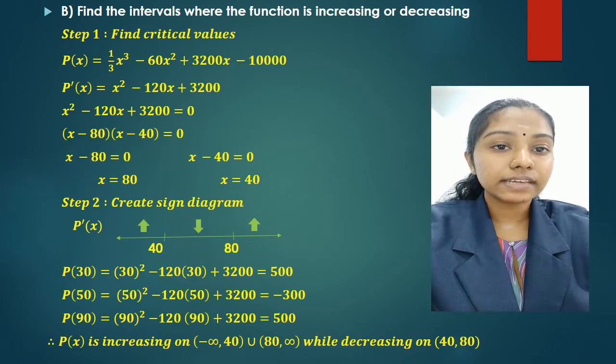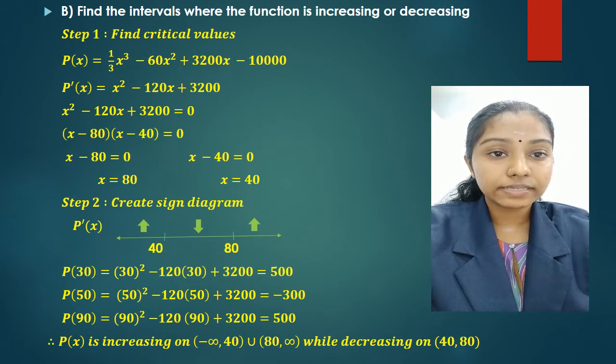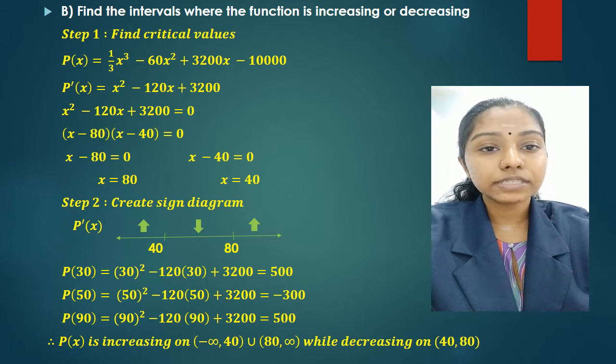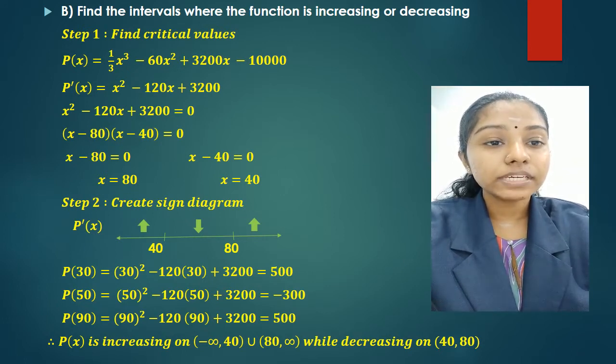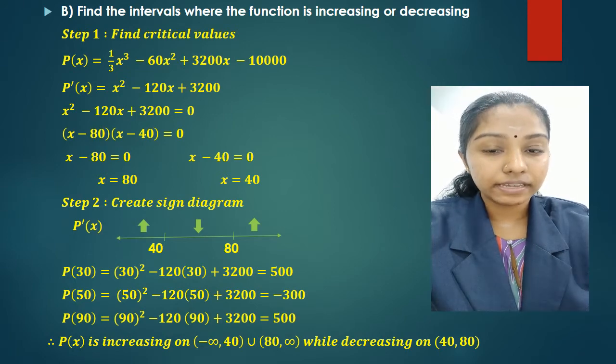To create the sign diagram, we should substitute 30, 50 and 90. By substituting 30, we'll get 500. By substituting 50, we'll get negative 300. By substituting 90, we'll get 500. So the profit function is increasing on negative infinity to 40 union 80 to infinity, while decreasing on 40 to 80.